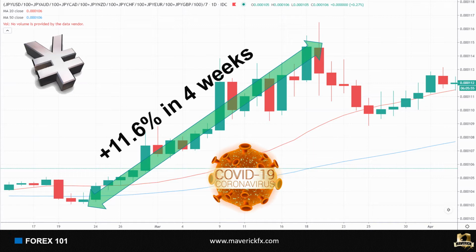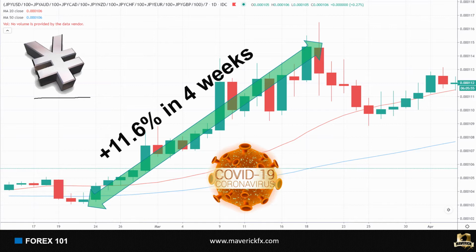And this is the Japanese yen. During that time, the Japanese yen soared. It soared 11.6% in 4 weeks. That is a huge move in currencies. We're lucky if we get a 0.5% move in a week on a currency. But you can see for 4 weeks, we had an 11.5% move. That is just a giant move.